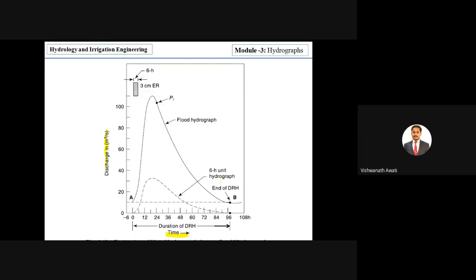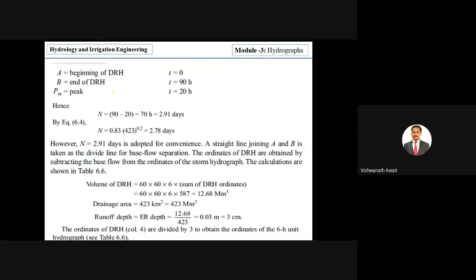Then the next step is base flow separation, right? We have three methods in that. The first one is the straight line method, right? Here you can see they have used a different method. I have taken this from a textbook, and here they have two methods. One is with the peak value and peak time, right? Here A is the beginning point of the direct runoff hydrograph, and the time at the beginning is 0, and B is the end of the direct runoff hydrograph and the time is 90 hours, and the peak time is 20 hours.